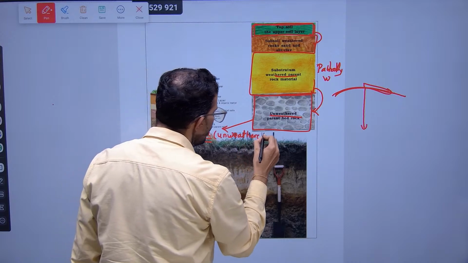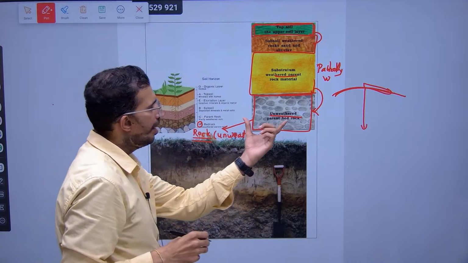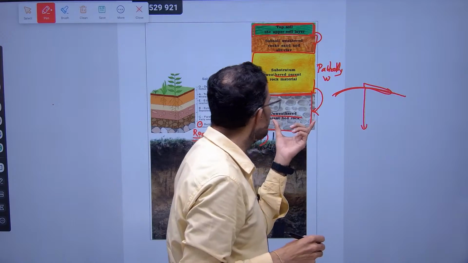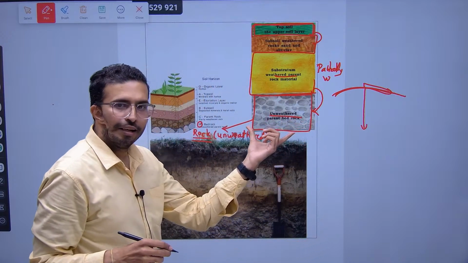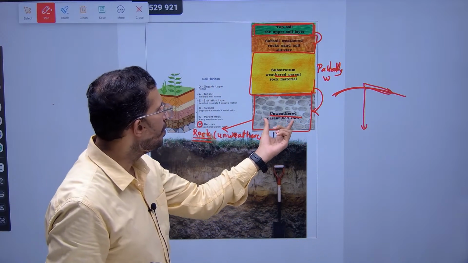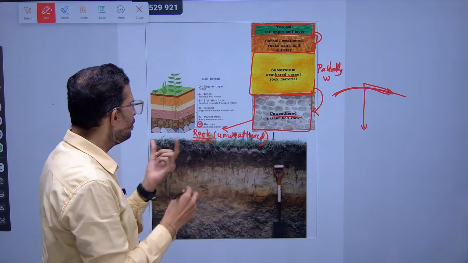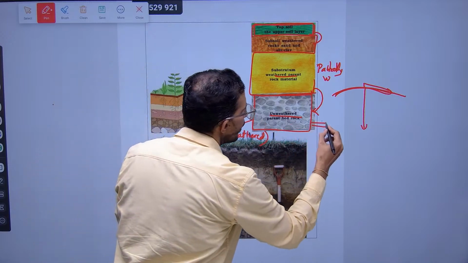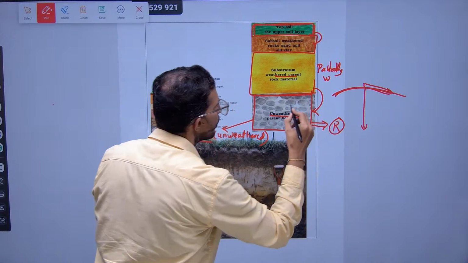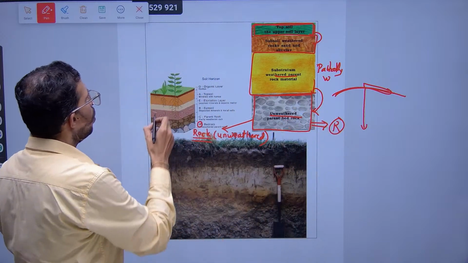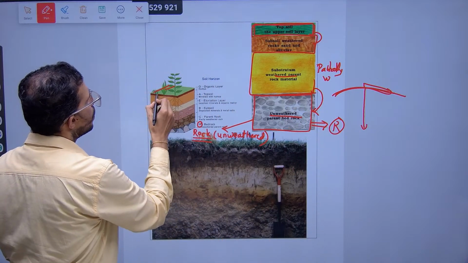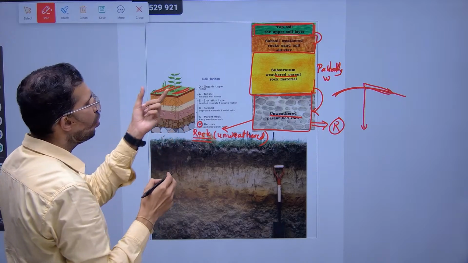So the concept is clear. The last or the bottom layer is having the unweathered aspect and it is denoted by the R layer. Talking about the O, the top layer starts from the O, that is the organic layer having the humus.